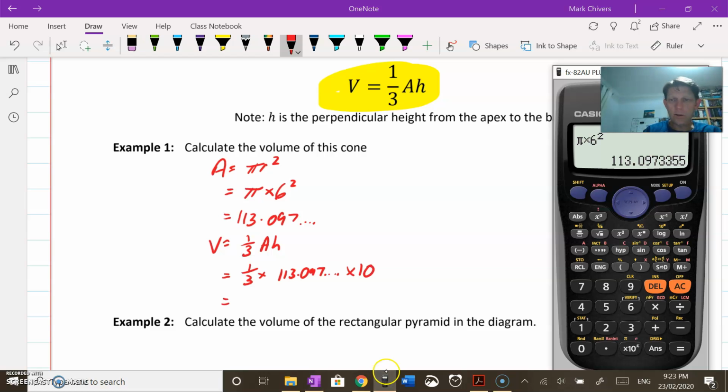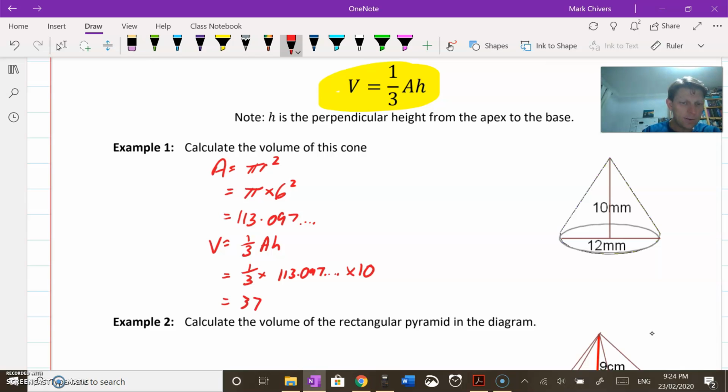So we kick all that in the calculator. As I said, I've still got that number in the calculator, so I can just press multiplied by, and I'm going to multiply it by a third. I can do this in a different order when it's all multiplication, not all the time, but when it's all multiplication, it doesn't matter what order you do it in. So we got 376.99, that's close enough to 377 millimeters cubed, and that's to the nearest millimeter cubed.